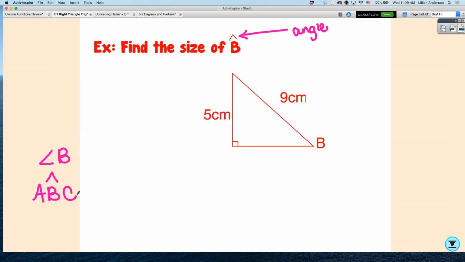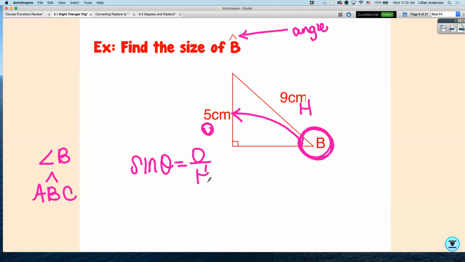B is one of your acute angles. So let's label our sides. 5 is our opposite, and 9 is our hypotenuse. Which trig ratio has opposite and hypotenuse in it? Sine. So sine of theta is equal to opposite over hypotenuse. And I filled everything in. My angle is what I'm looking for, so I'm going to replace that with the letter B. So sine of B equals O 5 over H 9.